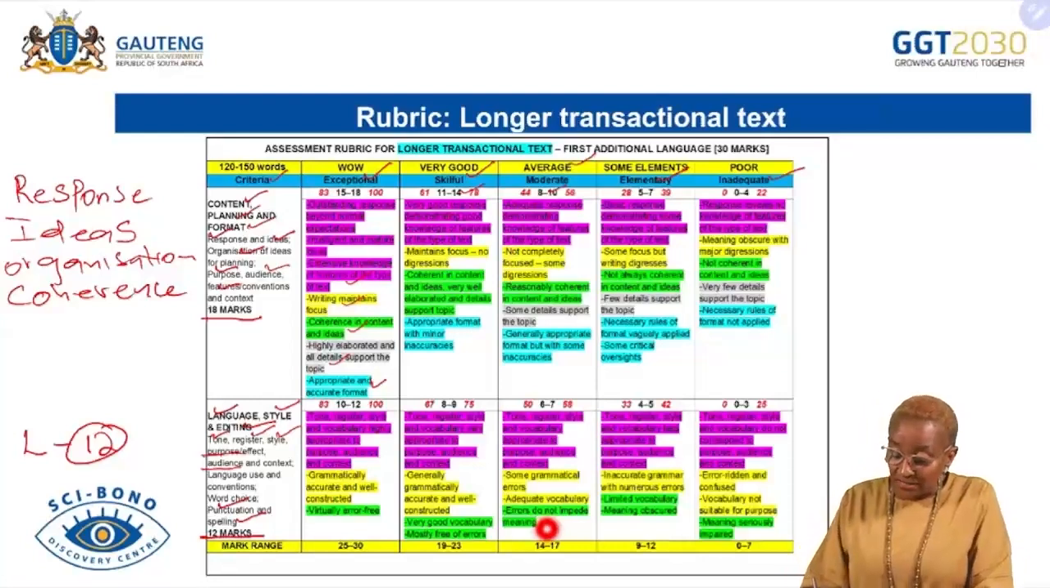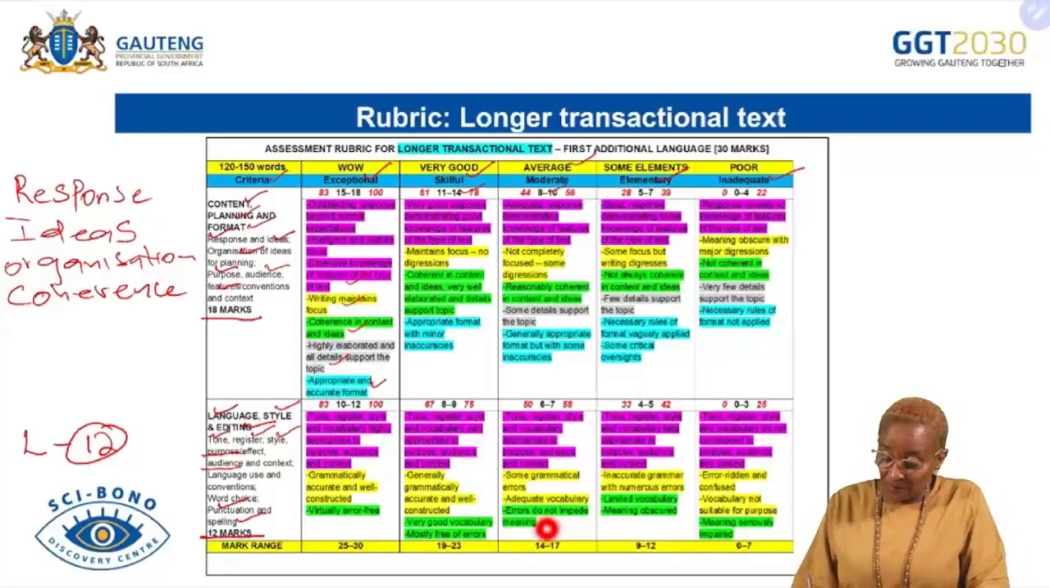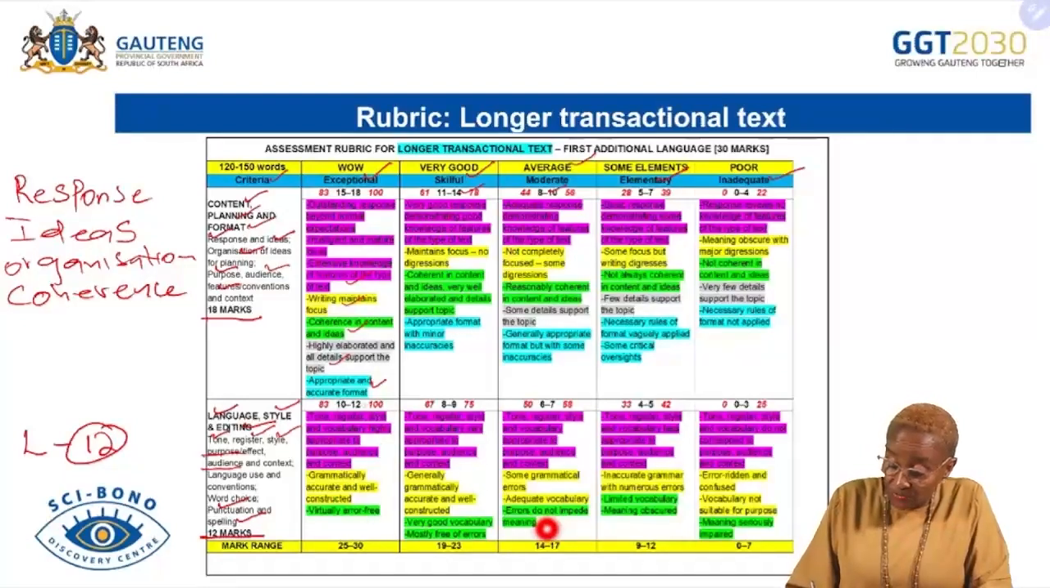Now, let's have a look at the language aspect there. It has the same categories: exceptional, skillful, moderate, elementary, and inadequate. The only difference here is the mark allocation. For exceptional category, we've got 10 to 12. For skillful, we've got 8 to 9. For moderate, we've got 6 to 7. For elementary, we've got 4 to 5. And for inadequate, we've got 0 to 3.